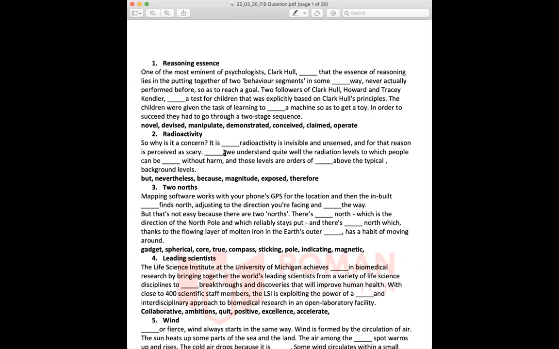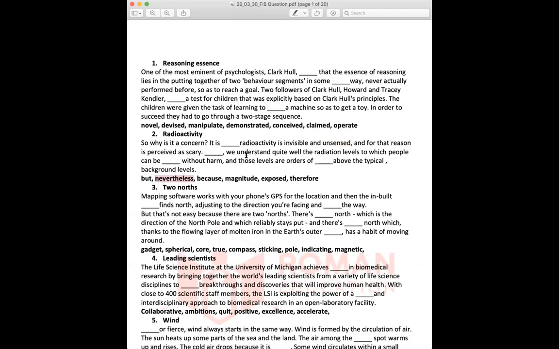Now, therefore is used to give reason. Nevertheless is used to talk about contrasting points. Since we are talking about opposite points here, which one do you think we should pick? Look at this. Radioactivity is invisible. That means we cannot see it. And unsensed, that means we cannot sense it. And for that reason, it's perceived as scary. We understand quite well. We can't see, we can't sense, but we understand quite well. So that means we are trying to connect two opposite types of sentences. And since I said that we are looking for a word followed by comma, nevertheless is the answer.